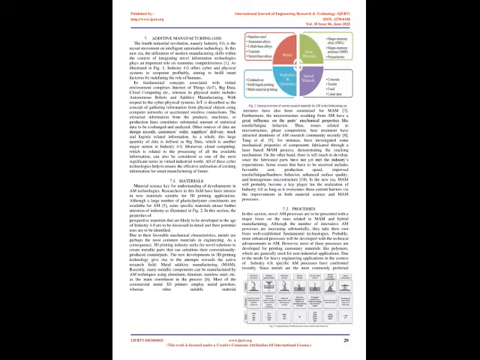7.1 Materials: Material Science Key for Understanding of Developments in AM Technologies. Researchers in this field have keen interest in new materials suitable for 3D printing applications. Although a large number of plastic/polymer constituents are available for AM, some specific materials attract further attention of industry as illustrated in Fig. 2. In this section, the properties of prospective materials that are likely to be developed in the age of Industry 4.0 are to be discussed in detail and their potential uses are to be identified.